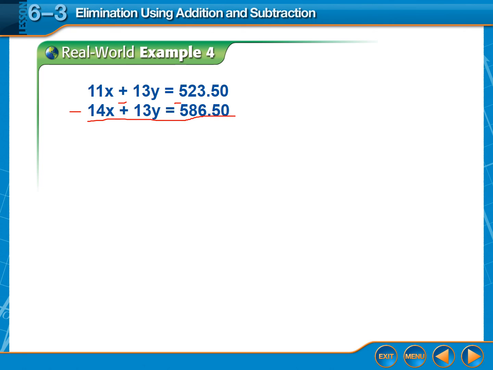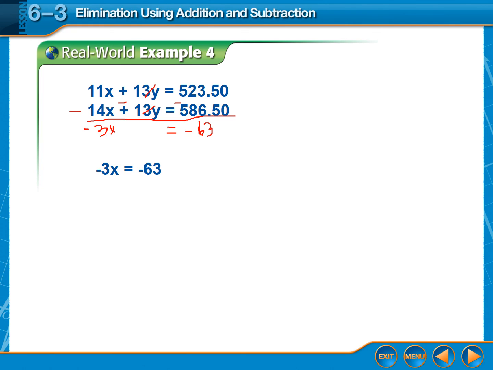All right, so when I do that, 11x minus 14x should give me negative 3x. The 13y's cancel out because 13y minus 13y is 0. And then I subtract 523.50 minus 586.50. So that's going to be negative 63. Okay. So my equation is that negative 3x is equal to negative 63.